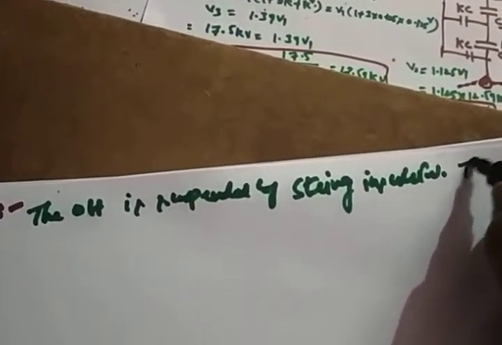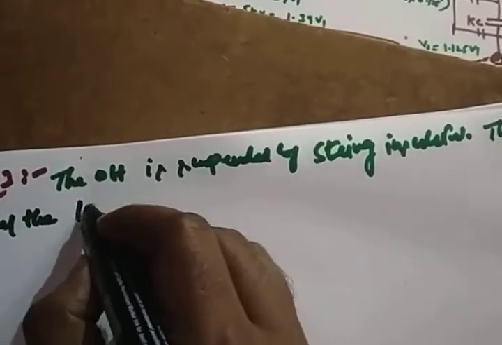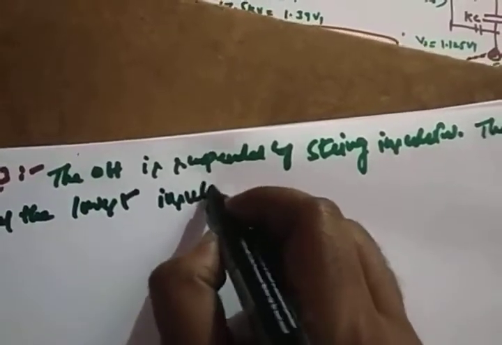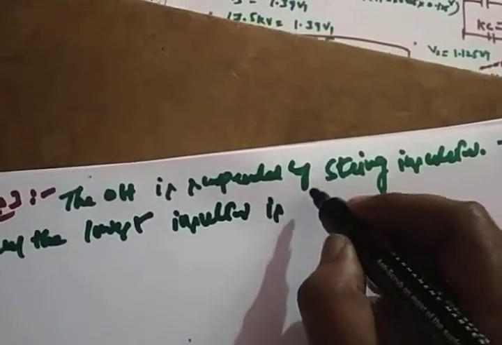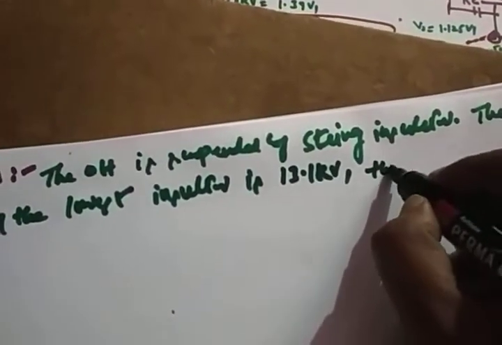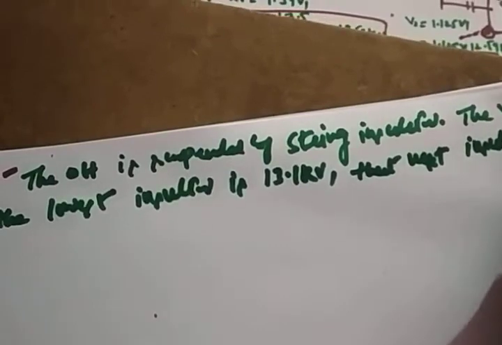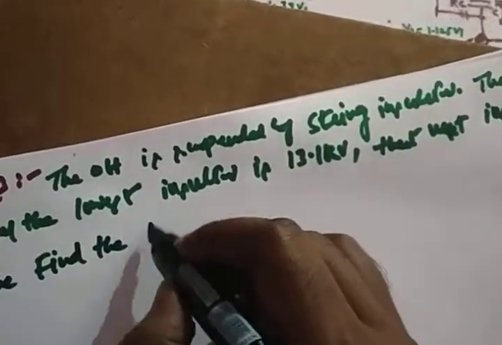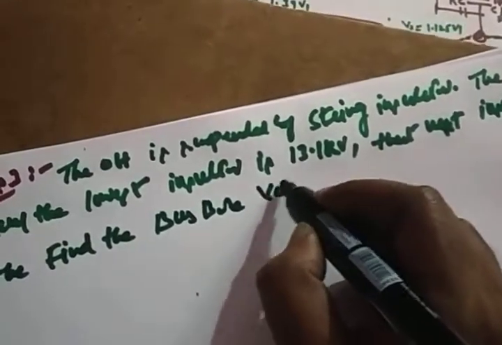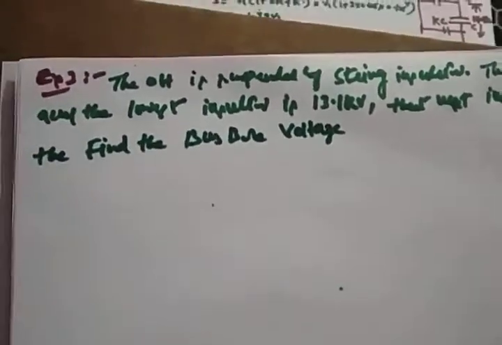The voltage across the lowest insulator is 13.1 kV. The next insulator is 11 kV. Then find the busbar voltage.